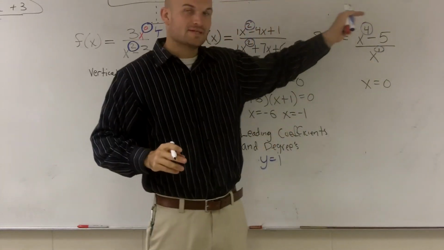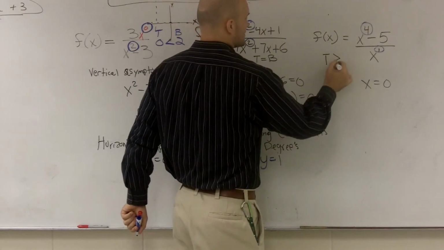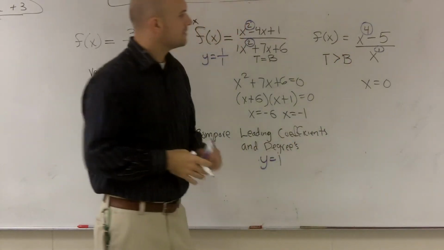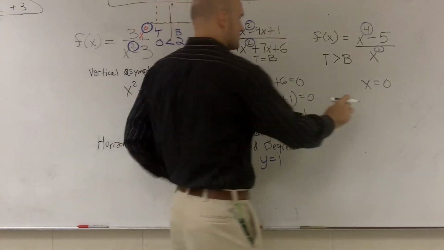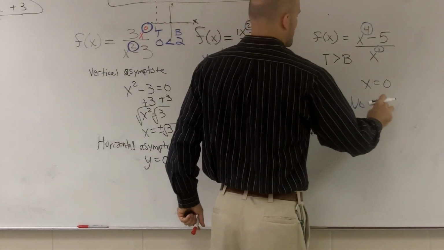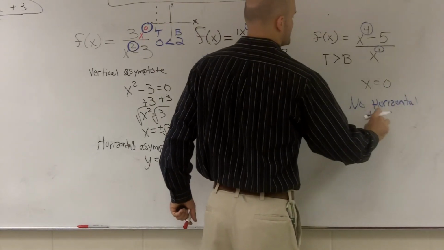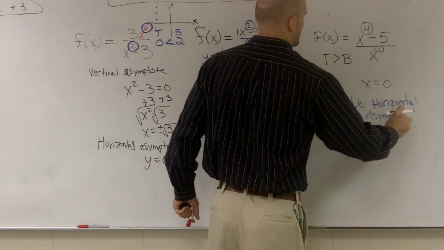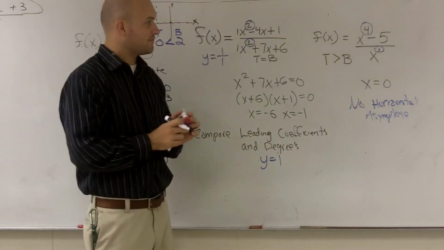Whenever the top degree is larger than the bottom, there is no horizontal asymptote. And that means there's going to be a slant, which we'll show in another video.